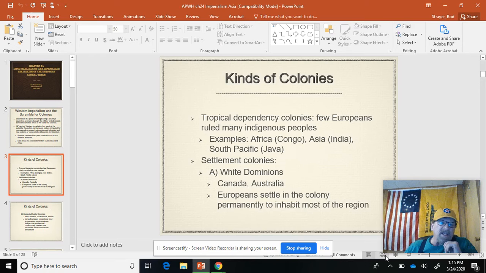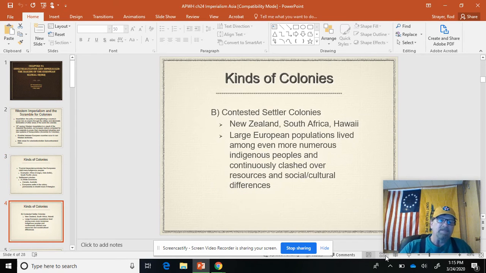Another type of colony are the settlement colonies, and these are white dominions or dominated countries in which had an indigenous culture there, but they were often very primitive, like the Aborigines in Australia. They had very little as far as technological development and can easily be overwhelmed by the European advancements.